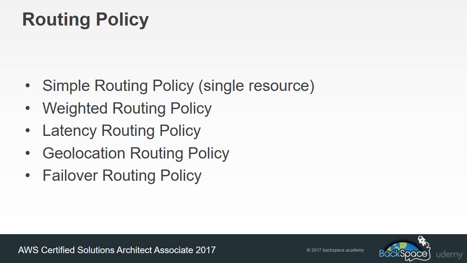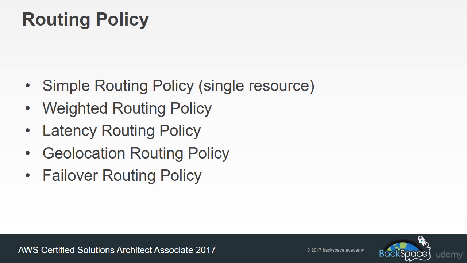There are a number of routing policies that we can use within Route 53. The first one being simple routing policy, and that is just directing traffic to a single resource and having no other resources or any backup or anything like that. We can also have weighted routing policies, where we would have multiple resources and we can define the amount of traffic that goes to each one of those resources based on a weighting.